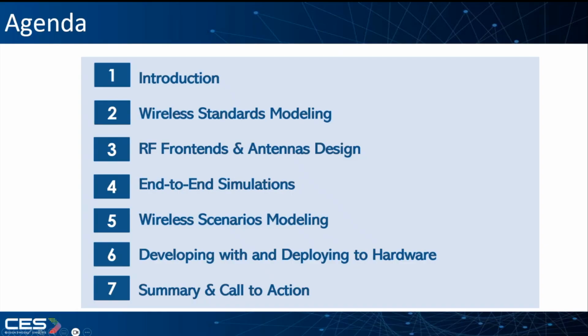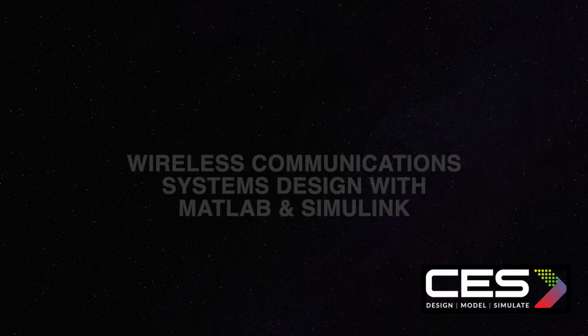Here is a quick look at our agenda for today's session. We will start with a brief introduction. Then we will dive into wireless standards modeling to understand how protocols are represented in simulation. From there, we will look at front end and antenna design, followed by end-to-end simulation to see the full communication chain and link and system level in action. Next, we will explore wireless scenarios modeling, where we simulate wireless communication systems in 2D and 3D scenarios. Then we will shift to development and deployment of this wireless system to hardware, bridging the gap between simulation and implementation. And finally, we will wrap up with a summary and call to action to help you take the next steps.